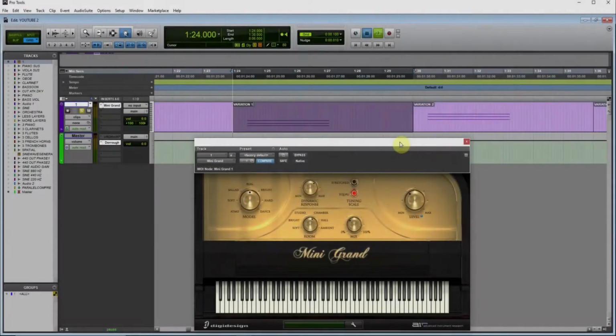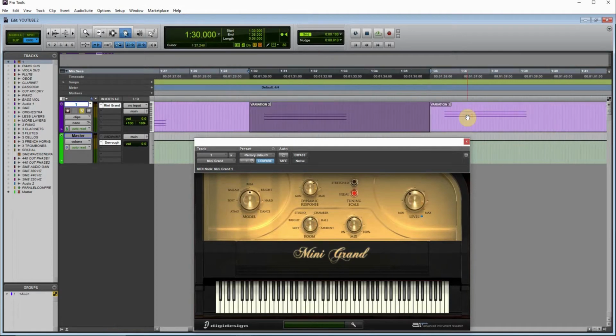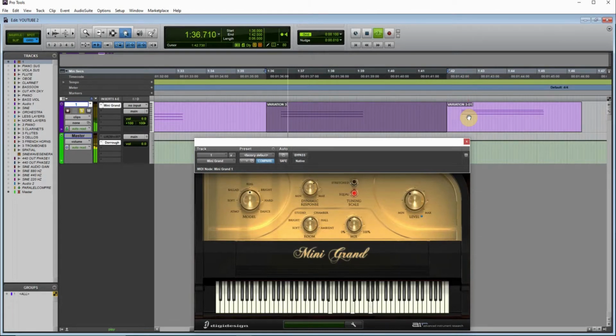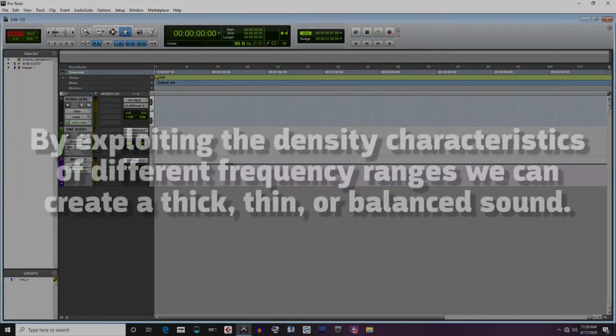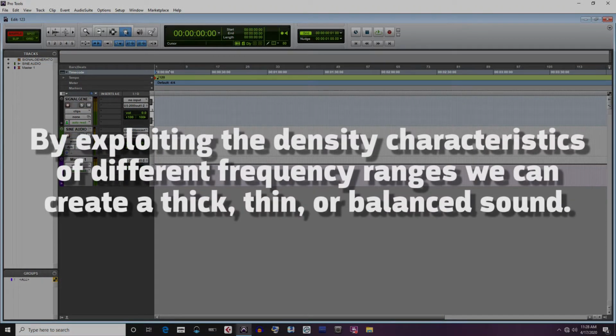Now, what if we move some, but not all, of the pitches up or down an octave? Here are a few configurations. By exploiting the density characteristics of different frequency ranges, we can create a thick, thin, or balanced sound.